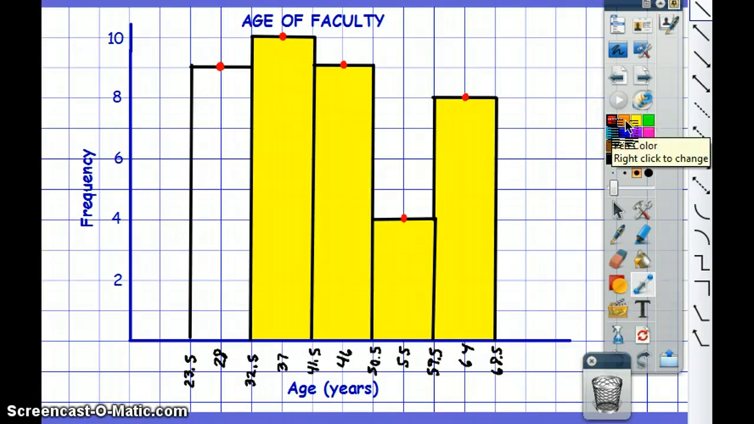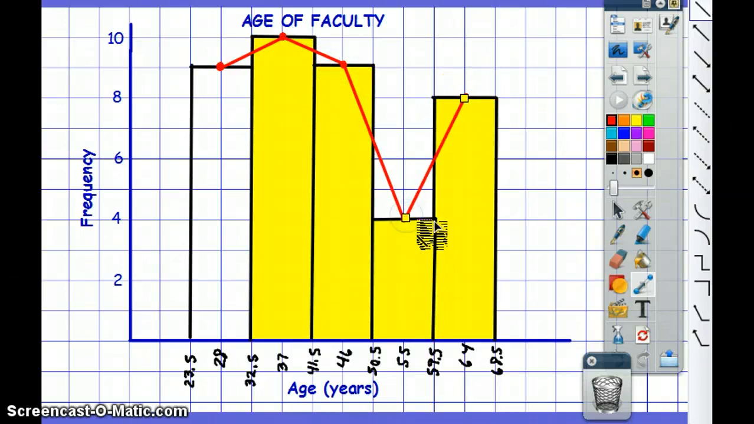And now I'm going to draw my polygon. I take a straight edge and I go from this first midpoint to the next one, and I continue connecting the consecutive midpoints. Right now, this is not a polygon. So to make it a polygon, I have to connect it to the x-axis.